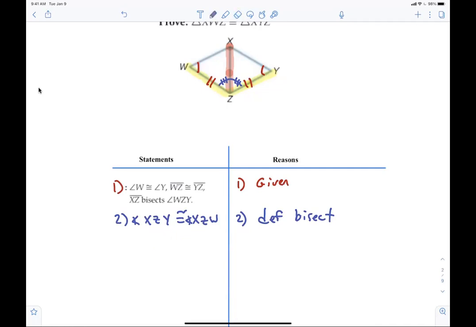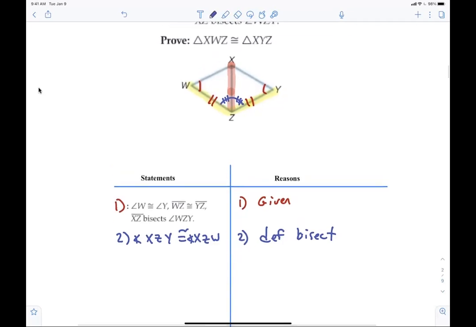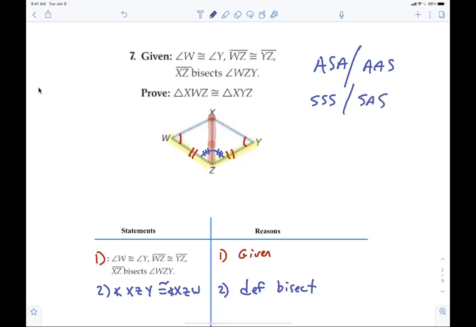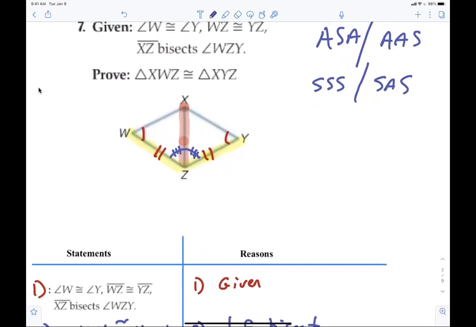So Elise, why don't you finish off the proof? XZ equals XZ. We can say that. Is it necessary to say that? No. Tell me the 4 ways you can prove triangles are congruent. Angle, side, angle. Angle, angle, side. Side, side, side. Beautiful. And side, angle, side. Now you're looking at this figure, Elise, and tell me, is that matched up with any of those?